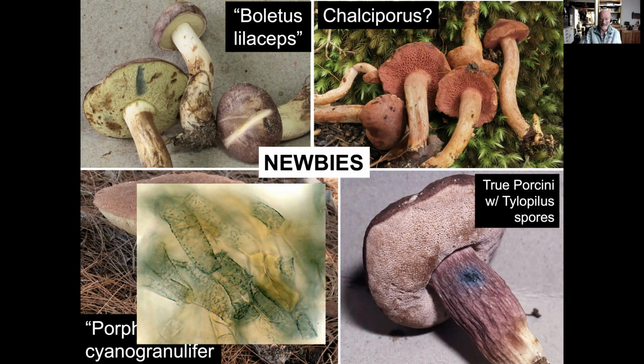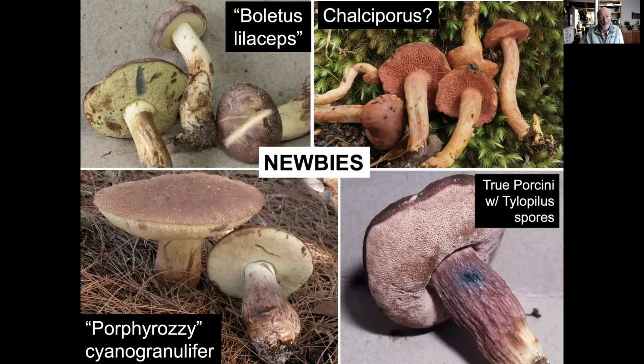But it's not entirely clear, because there appears to be another group of at least one or two species that have the similar macromorphology of cyanogranulifer that don't have those blue-green granules in the pileus. So we're still trying to sort this out. And Naveed Davoodian, who's now at Melbourne, is going to help me sort this out.